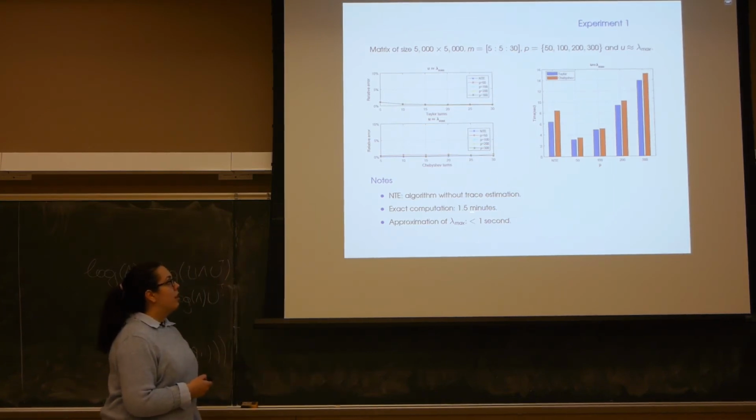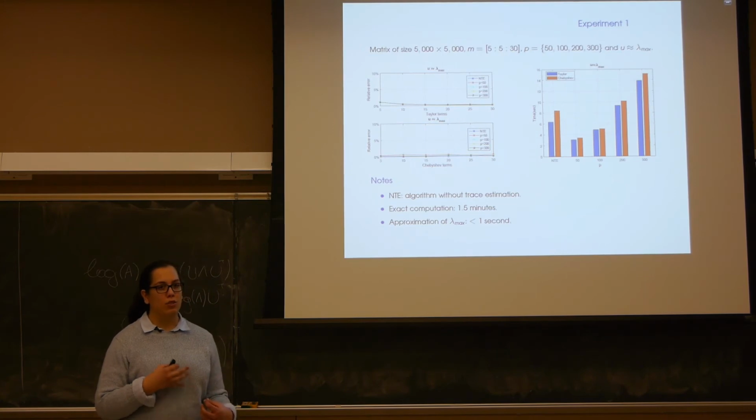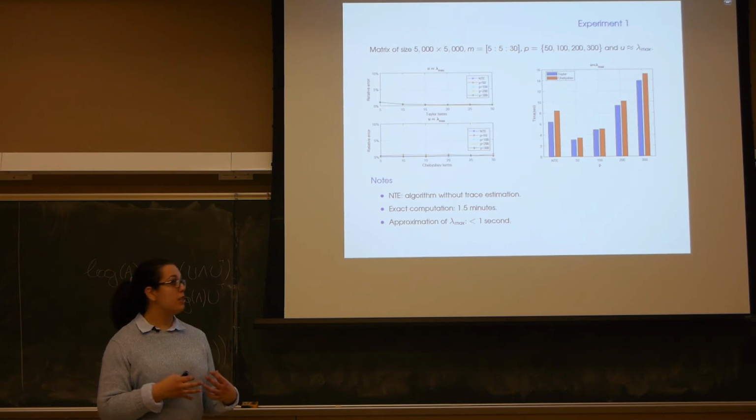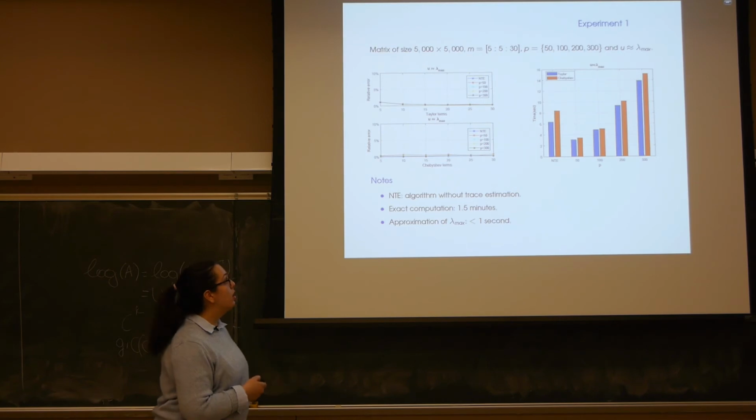So in terms of time, of course the no trace estimation algorithm took a long time, because we compute the trace explicitly: we do the matrix multiplication and then the powers, and then we take the trace of this, so it took a long time.